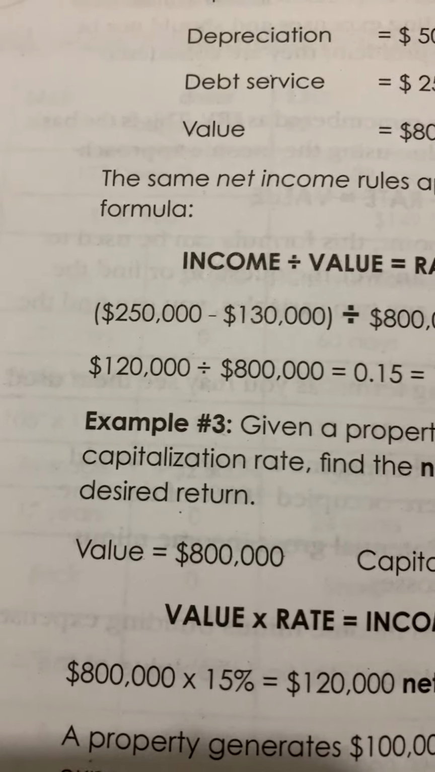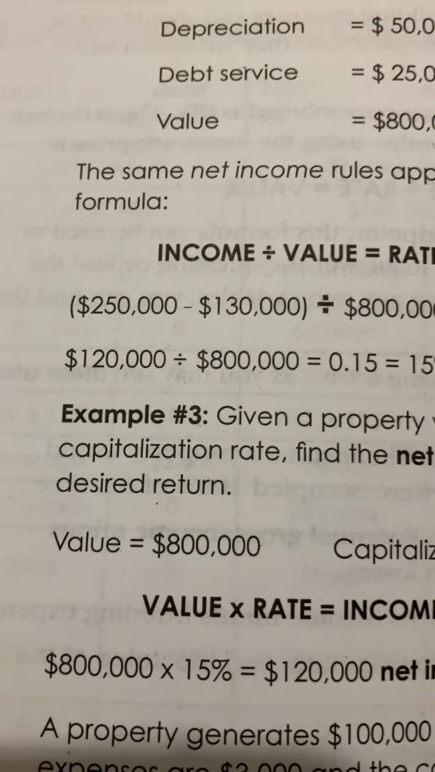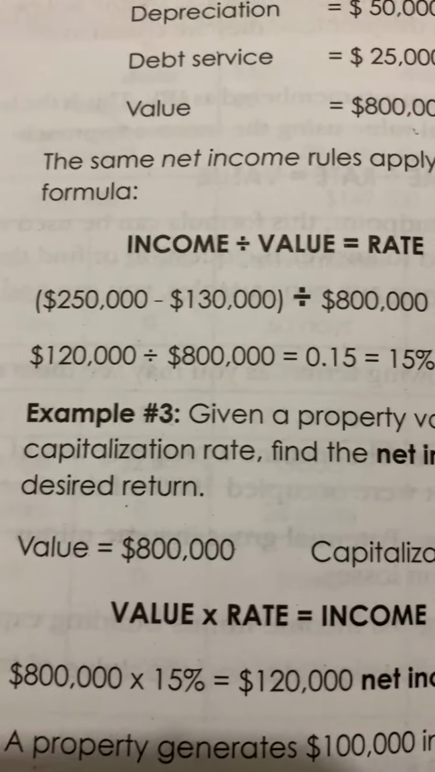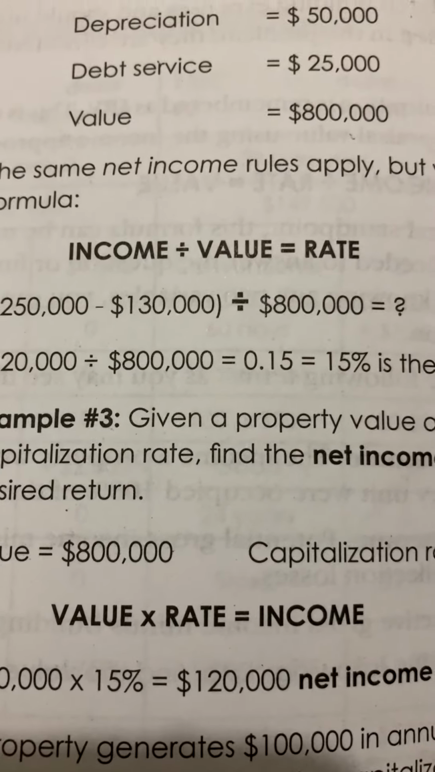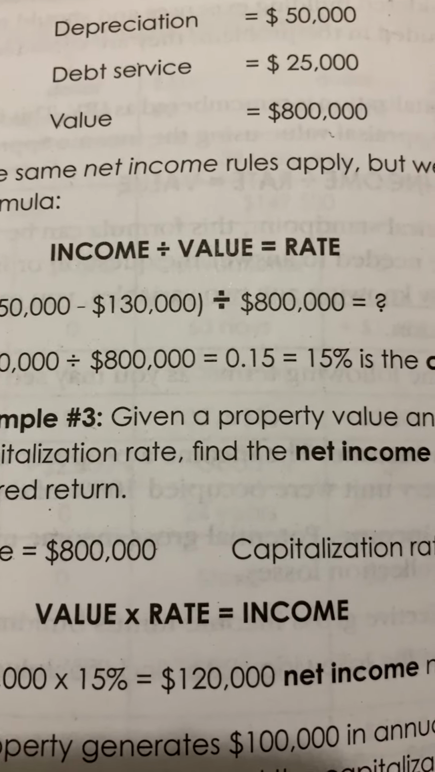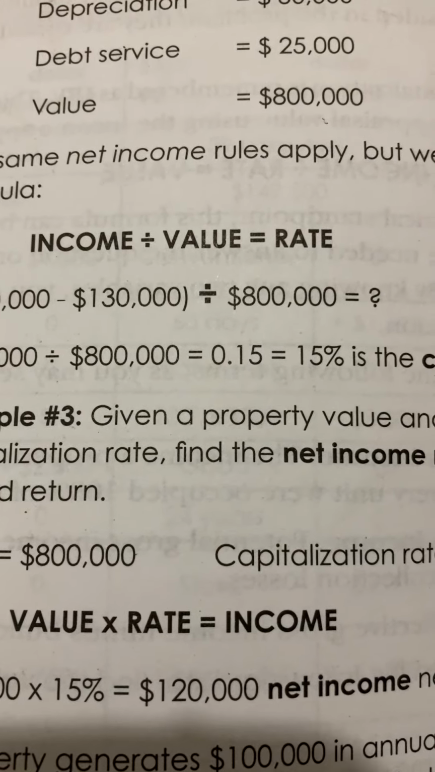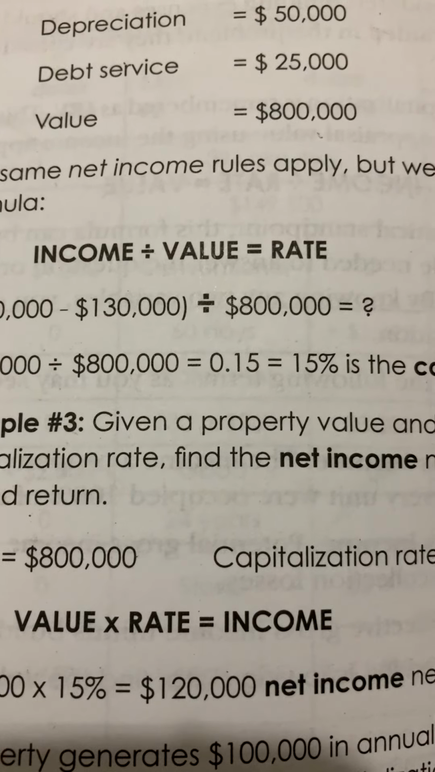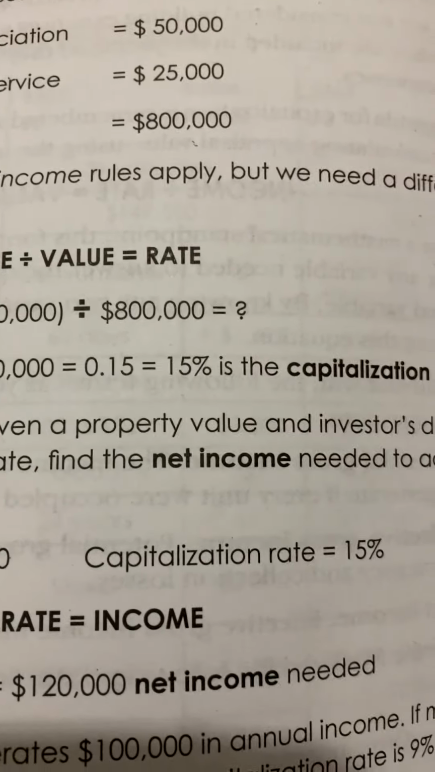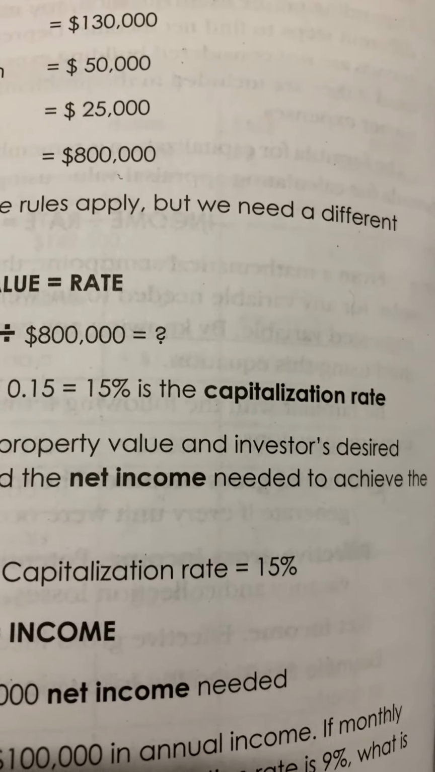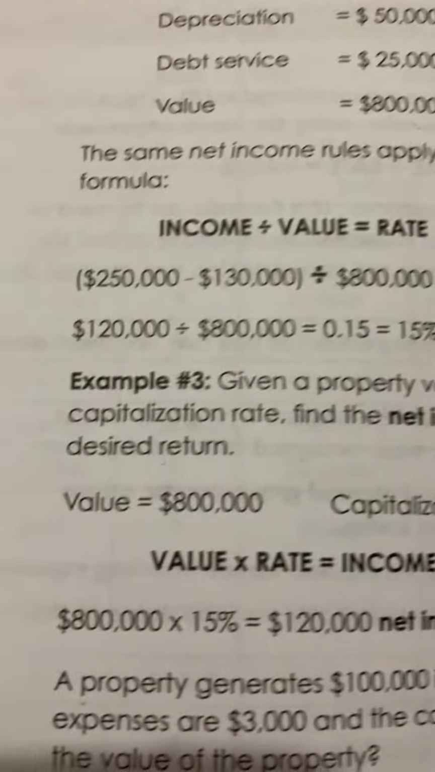So down here, it's $120,000 divided by $800,000, which was the value of the home, the sale price, equals 0.15. You move the decimal over to the right 2 places. 1, 2 is 15%, equals 15%, is the cap rate, capitalization rate.